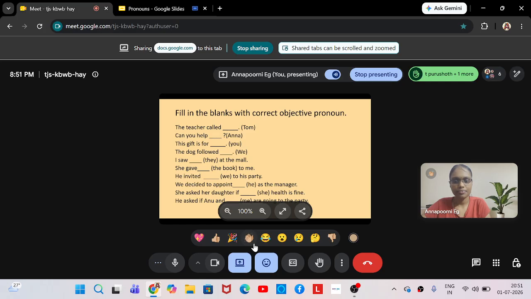She asked her daughter if her health is fine. She asked her daughter if her health is fine. Very good. Last one for Mahendra.